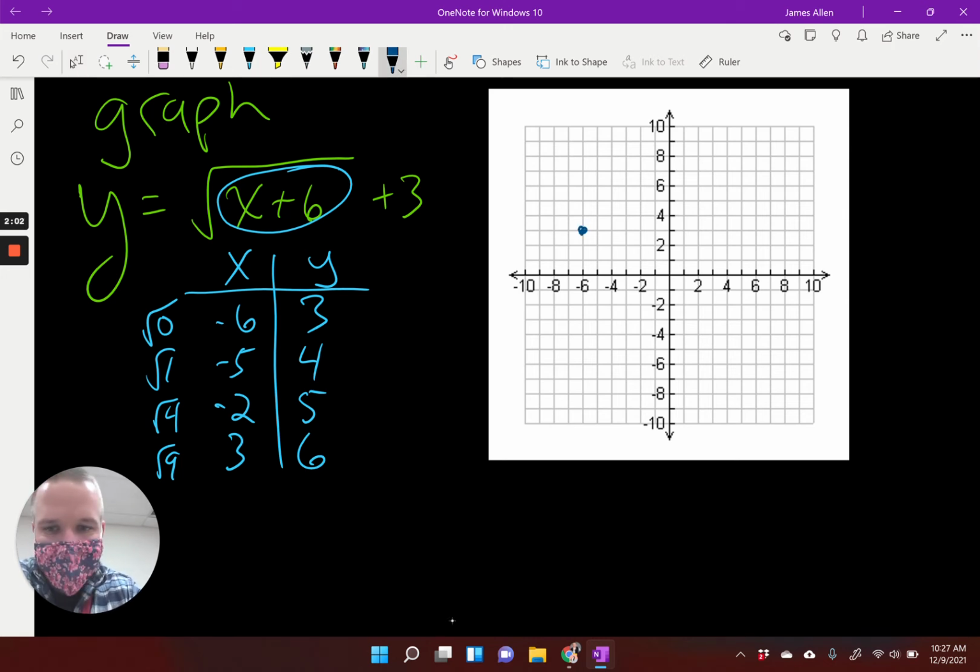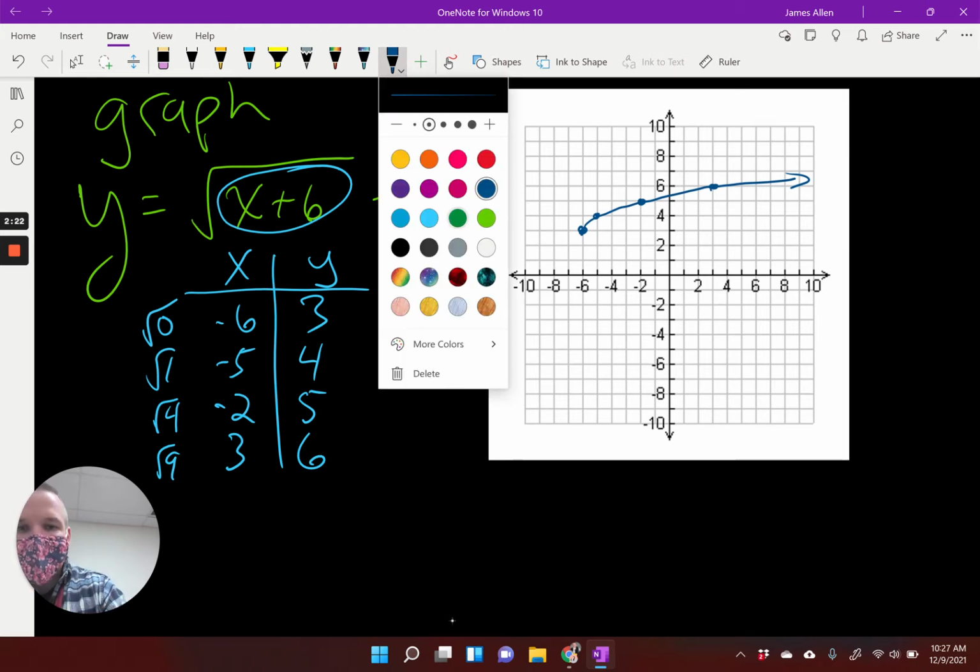All right. So I'm going to go, let's see here, -6, 3. Then I got -5, 4. -2, 5. And then 3, 6. Awesome sauce. This is just an equation, not an inequality. All right. So, boom. There we go. We got our graph. We're likely going to also ask for domain and range, right?